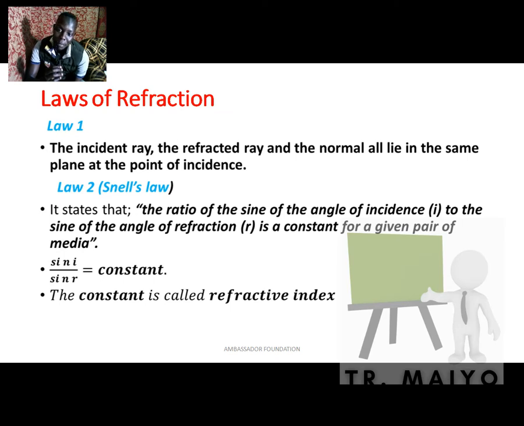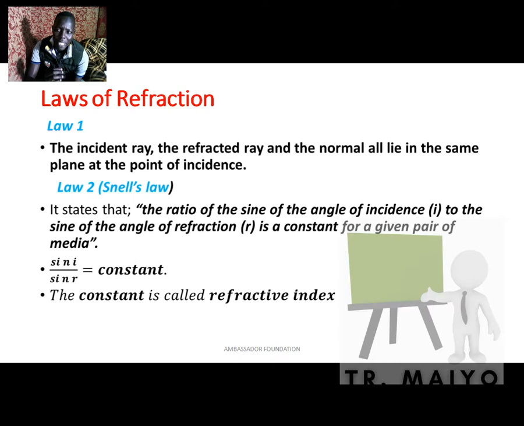For a given pair of media, it means if the light is traveling from glass to water, and the angle of incidence is 30, and the angle of refraction is 25, sine 30 over sine 25 will give you a constant value, which is the refractive index. For the same pair, now you change the angle of incidence from 30 to 35. Of course, the angle of refraction will increase, maybe to 29. Sine 35 over sine 29 is supposed to give you whatever you got earlier from sine 30 over sine 25.